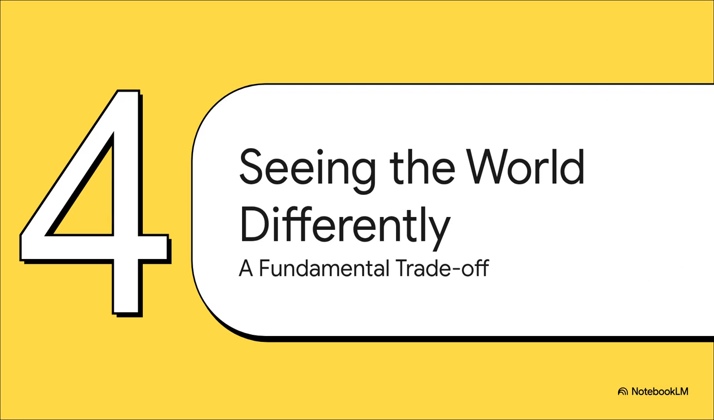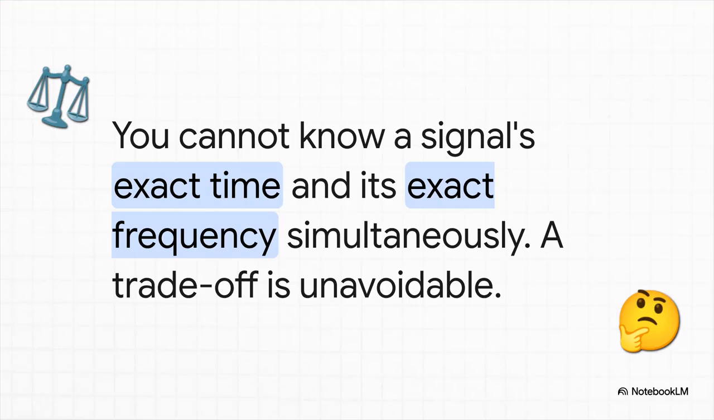But for all of its incredible power, the Fourier transform comes with a catch, a fundamental trade-off that is just baked right into the mathematics and the laws of nature. And that trade-off is the famous uncertainty principle. Here's the deal. You can't have it all. You can know exactly when something happened, or you can know exactly what frequencies were in it, but you can never, ever know both with perfect precision at the same time. The more you zoom in on the timing of an event, the blurrier your frequency picture gets, and vice versa. It's just a fundamental compromise of the universe.